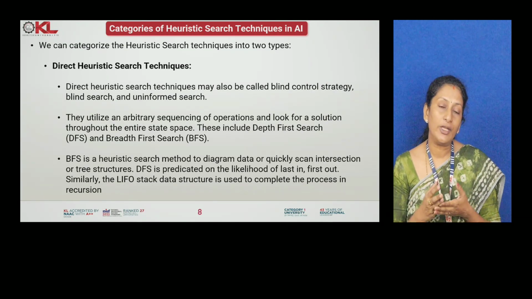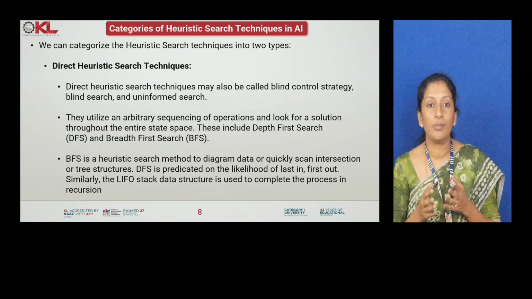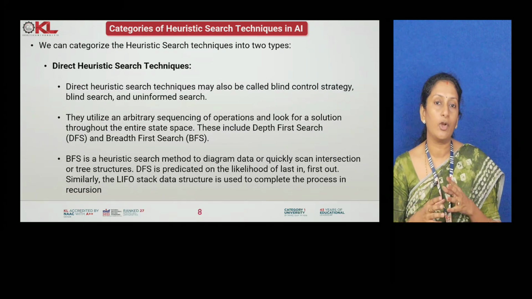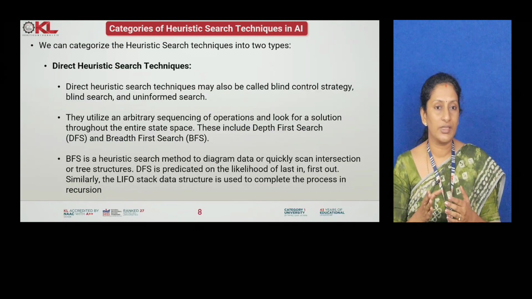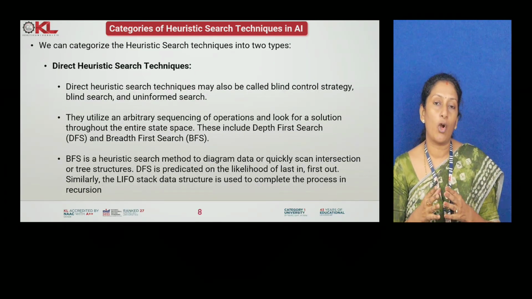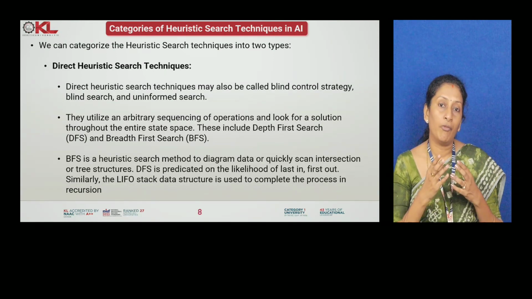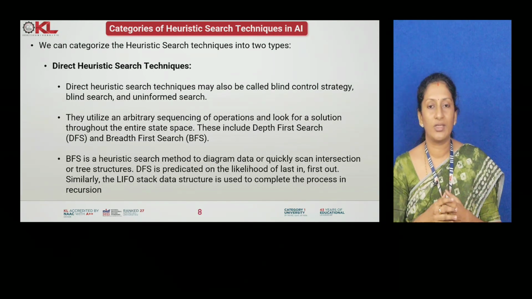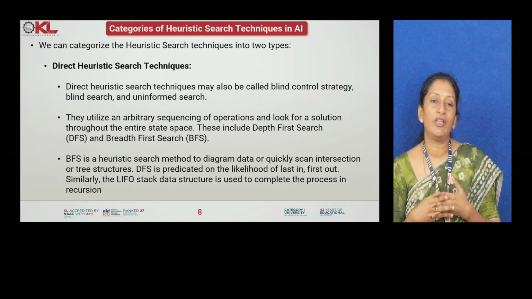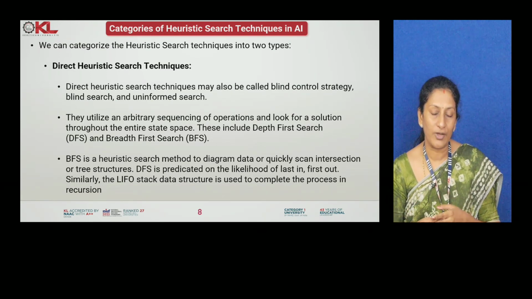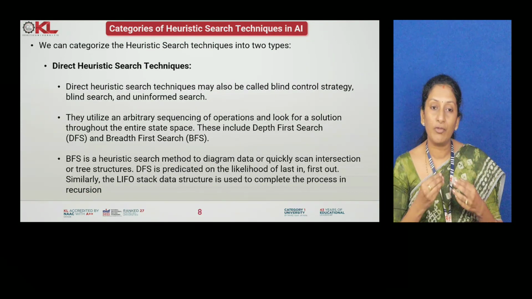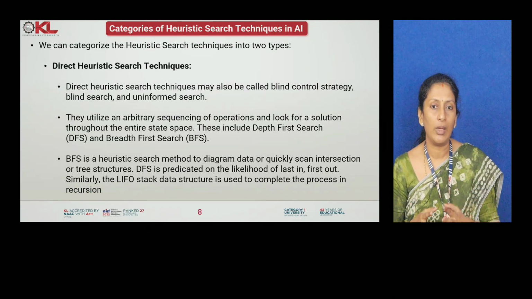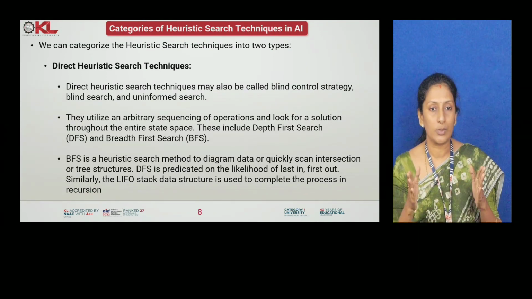These can also be called blind control strategy, because we will not manipulate or add any other kind of information in this search. We simply follow one particular blind control strategy. For example, if we take breadth first search or depth first search, in depth first search we always go depth wise, whatever the situation may be in the complete search space.